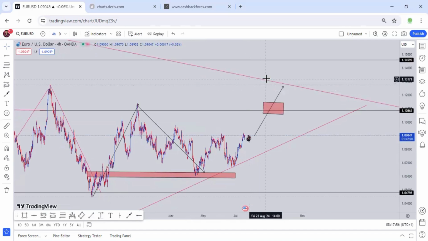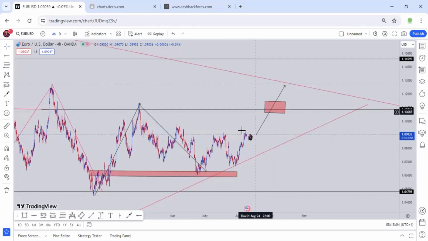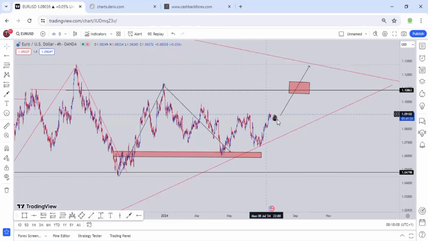Remember, this is a monthly time frame trend line. We are also seeing it from this level. So we have to take advantage of it. For now, what we are going to be doing is buy, no sell. Buy to this level, no sell for the meantime.